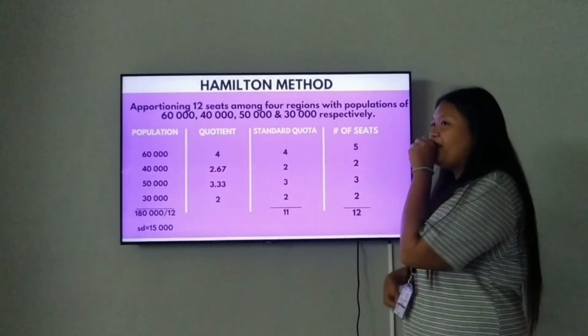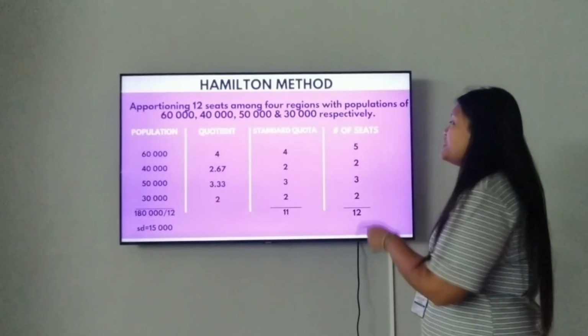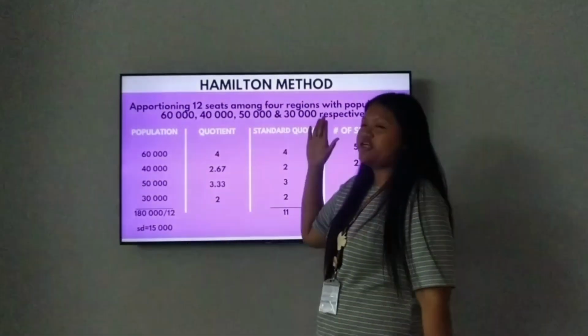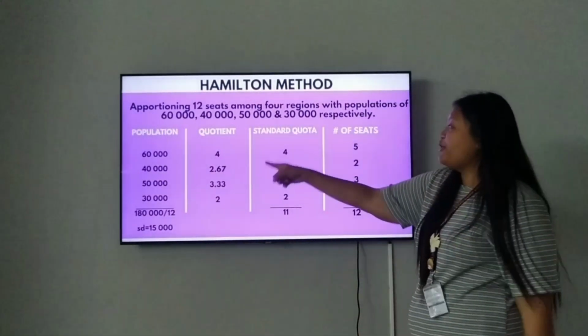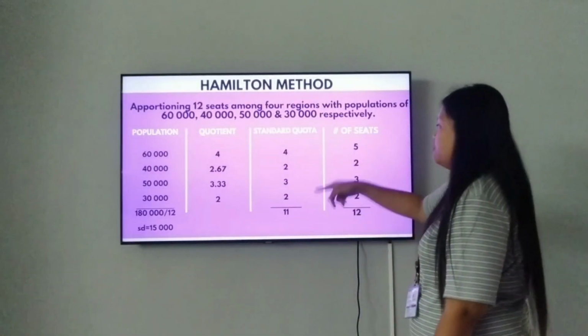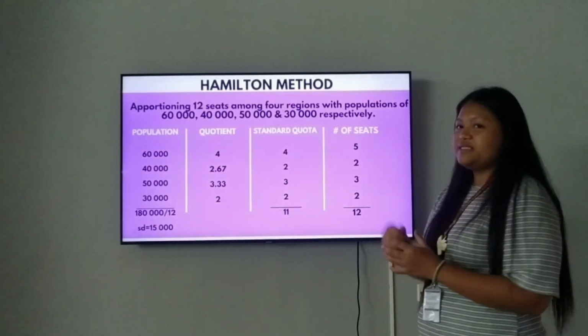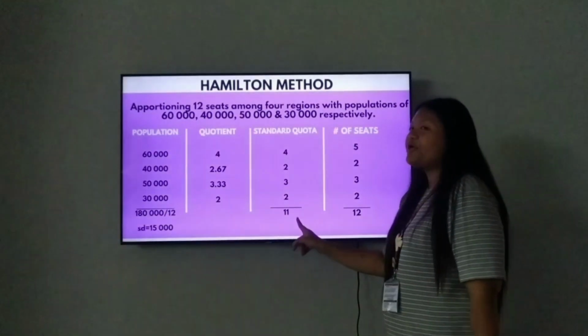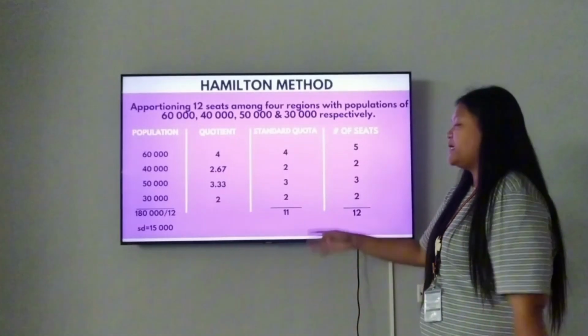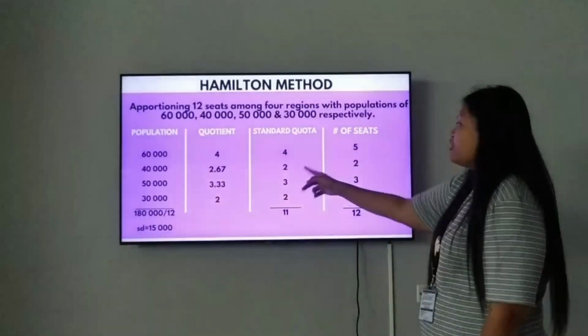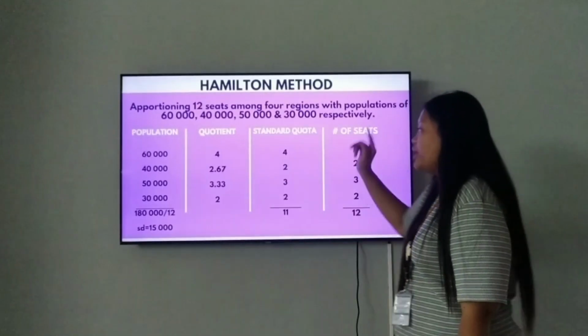So in our final apportionment, we just need to find the highest number here. So we have 4 as our highest. So to 4, we add 1. So 4 plus 1 equals 5. Since we only need to find one more addition to get the 12 seats, we only need this one.